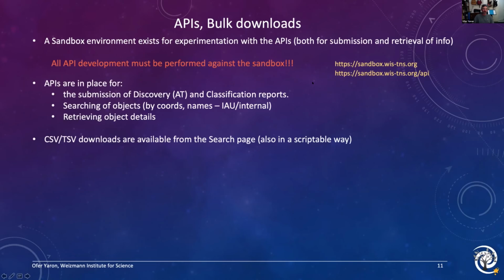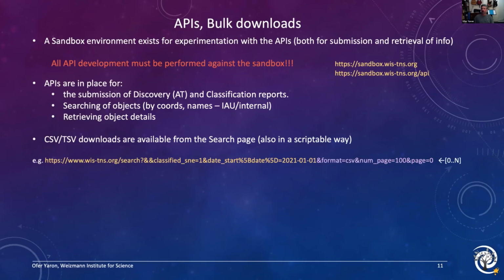And we have APIs in place for the submission of reports, for searching of objects, for retrieving of object details, and also downloadable CSVs or TSVs, also in a scriptable way. For instance, this is how you can create a URL that downloads automatically the results of a query. So all classified supernovae in this example from the beginning of 21. And you see that the format is CSV, and you scroll over the relevant pages to retrieve all the data.